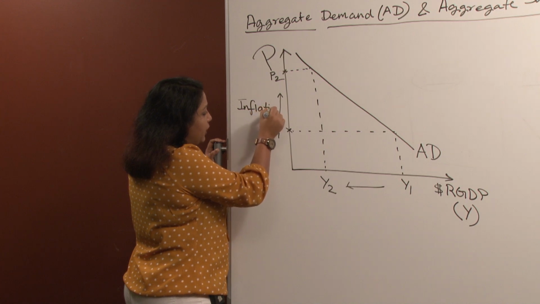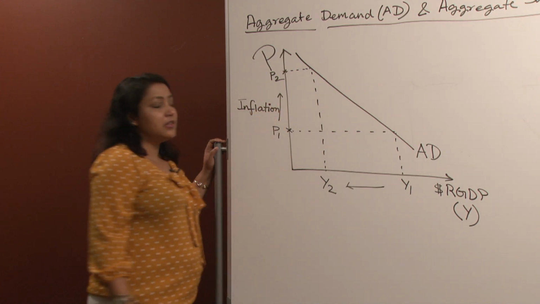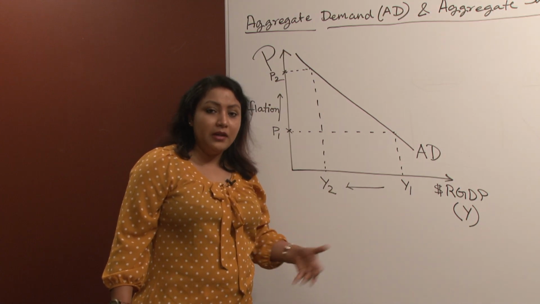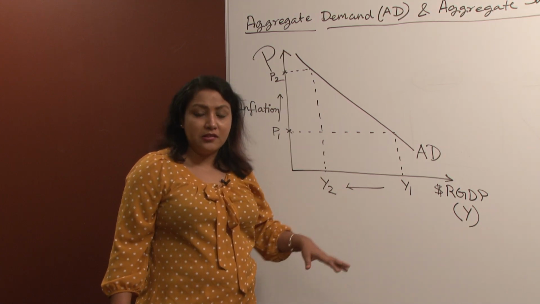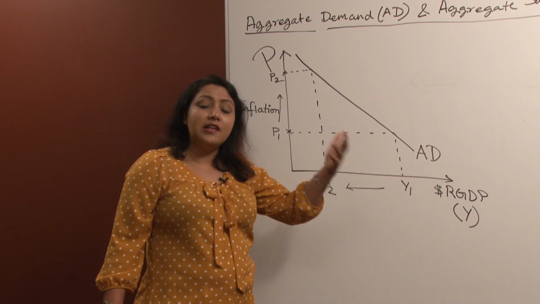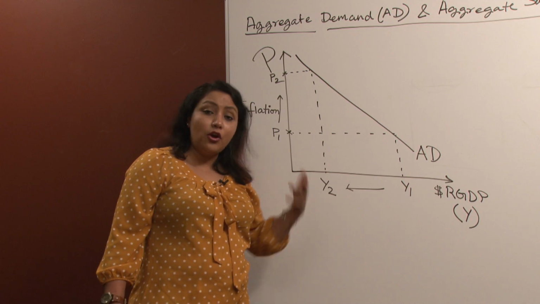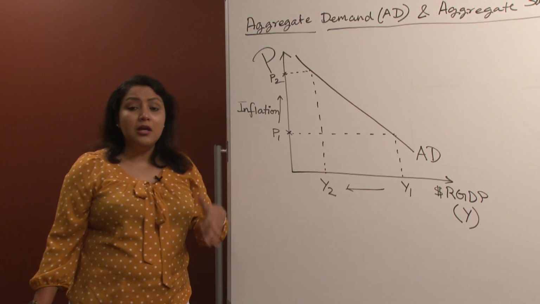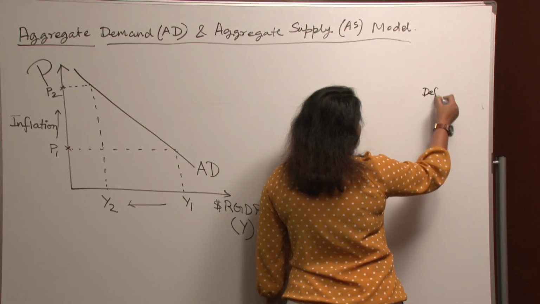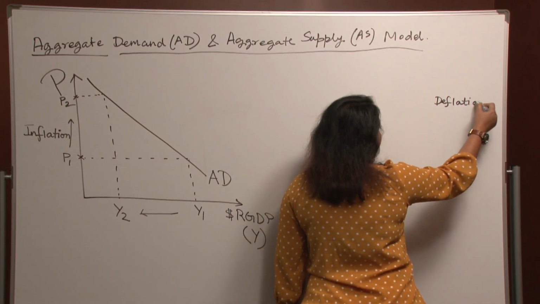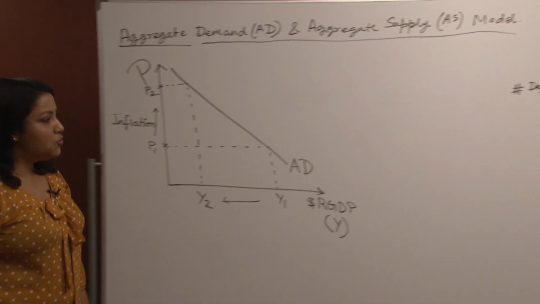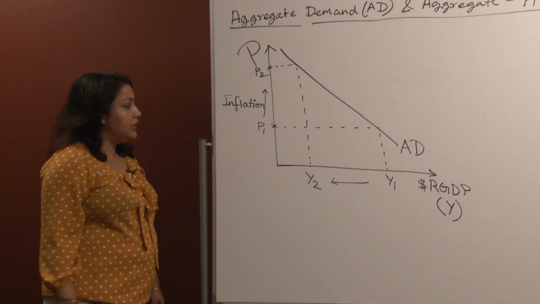We are talking about inflation, where inflation is a situation of rising prices in the economy, and the opposite of inflation would be deflation. So, if the price level goes down in the economy, if your economy becomes cheaper over time, then you call that deflation. So, deflation is the opposite of inflation. It is a situation of falling prices in the economy.